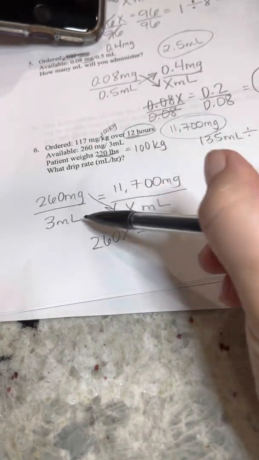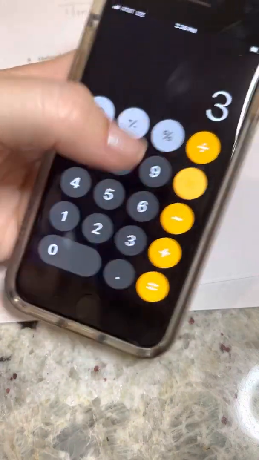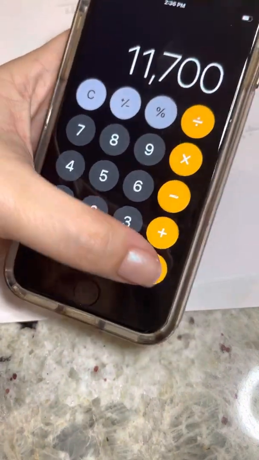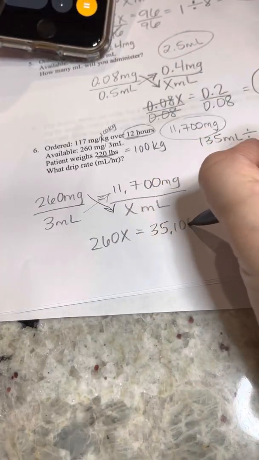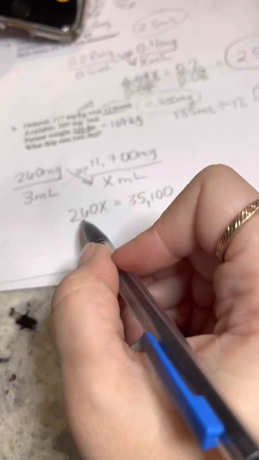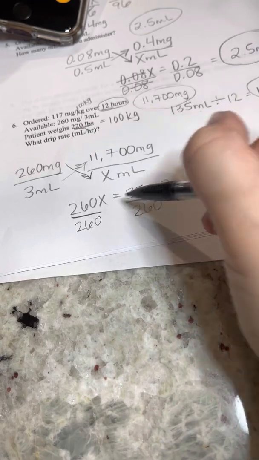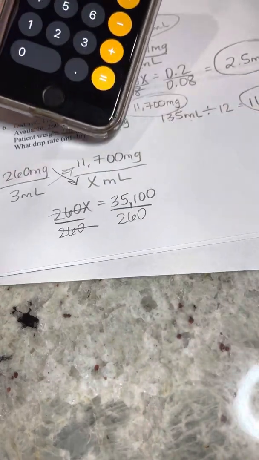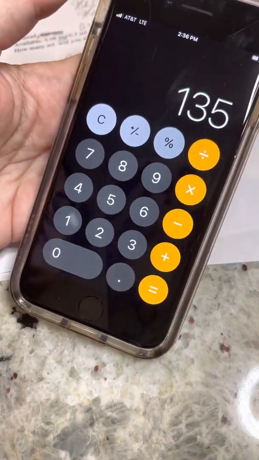All right, so we're going to do 260 times X equals 3 times 11,700. 3 times 11,700, 35,100. Divide each side by 260 to get X by itself. So 35,100 divided by 260 equals 135.